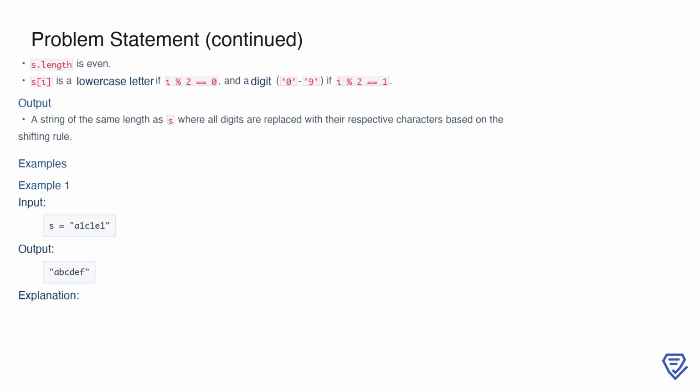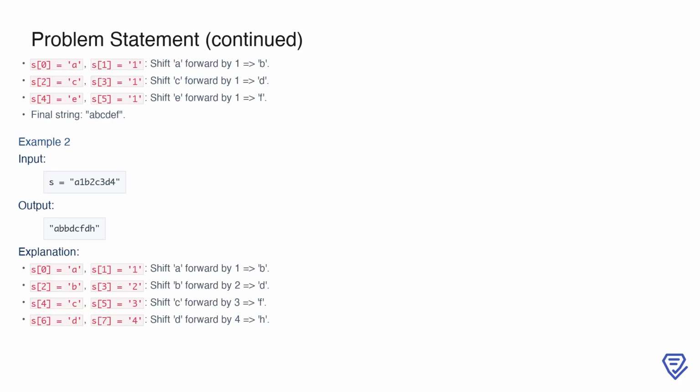Consider the string s equals a1c1e1. In this case, each digit is replaced based on the shifting rule, and the final output is abcdef. Here's how the transformation works step by step for the string s equals a1c1e1. First, at index 0, we have the letter a, and at index 1, the digit is 1. Shifting a forward by 1 position gives b.